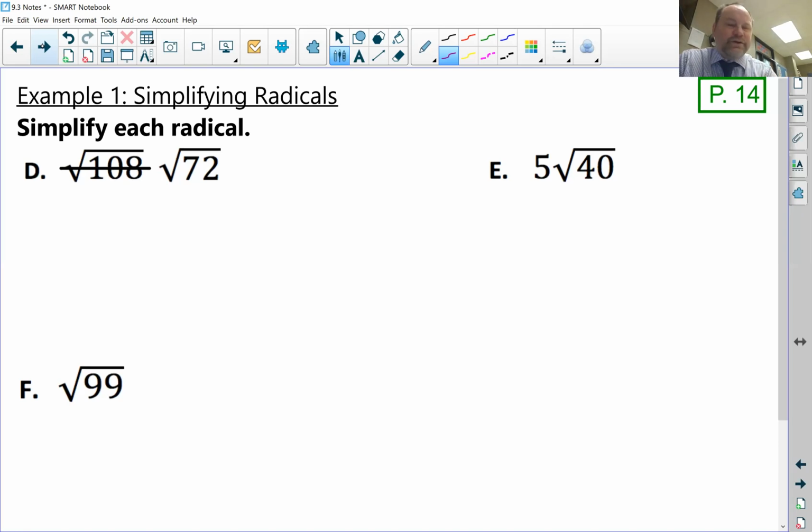So 64 is less than 72, and I'm going to check: does 64 divide evenly into 72? The answer is no. So then I check the next perfect square, which would be 49. Does 49 divide evenly into 72? No. So the next perfect square is 36. Does 36 divide evenly into 72? The answer is yes. So I have 36, which is a perfect square, and 2.